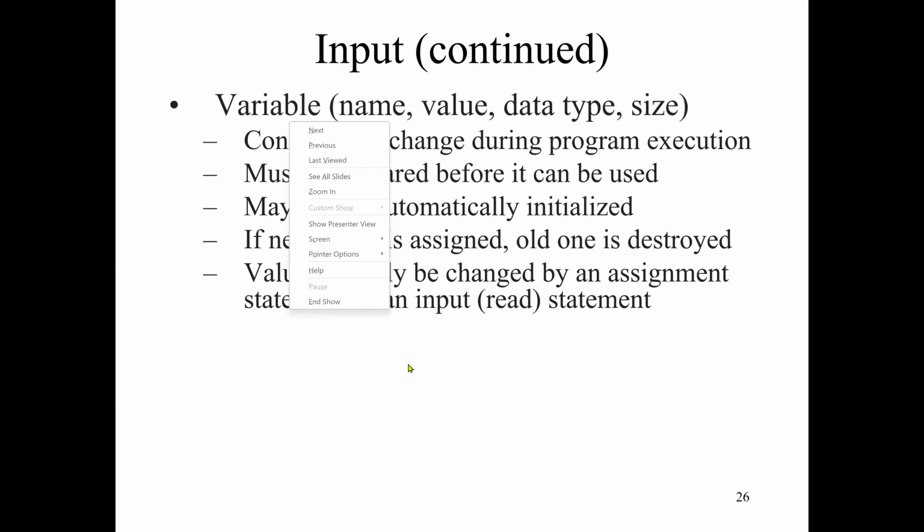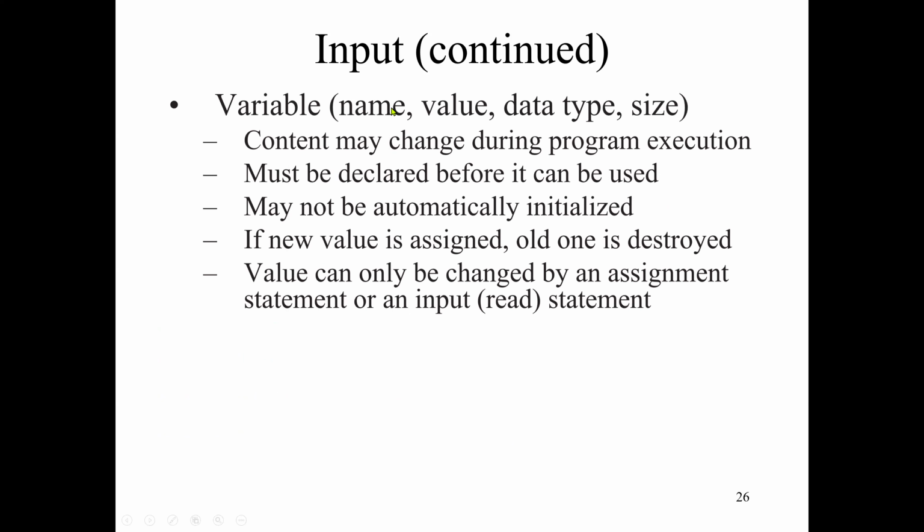So for a regular variable, we always consider the name, the value that it has, and the data type. The data type tells us the size. The size will tell us how large a value the variable can hold. So if I have a variable and I know it will hold a very large value and it's a whole number, I may use long. If I know it's a decimal number and the decimal places can be as many as I want, I may use, instead of float, double. So here we say the variable content may change during program execution.